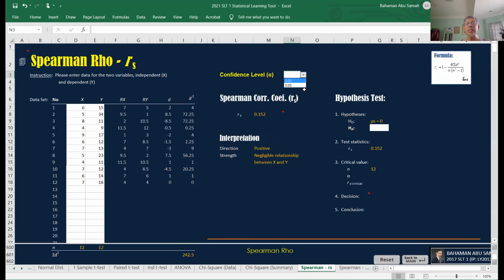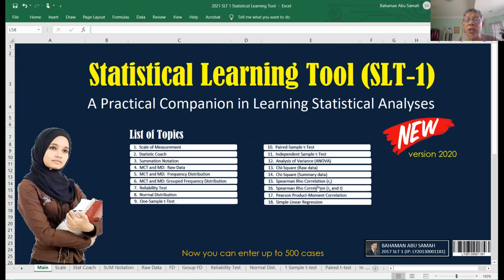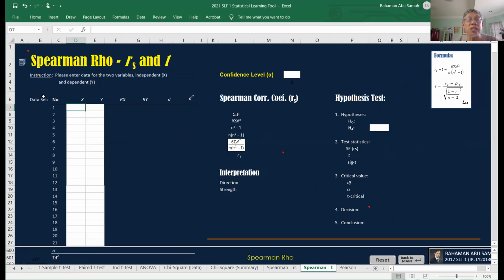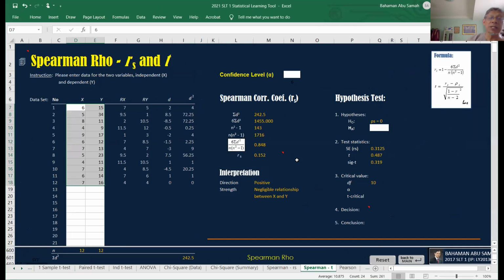That will be the interpretation for the nature of relationship. If we are testing the hypothesis, we set alpha 0.05, and then we select the HA. In this case, we go for two-tail, rho S not equal to 0, and RS will be 0.152. We go for the second option, under 16, because the sample size is more than or equal to 10. So we go for option 16. So paste here. When you paste here, you get the same thing, where your summation D square is 242.5, and then 6 summation D square is 6 multiplied by 242.5, which is 1455.000.